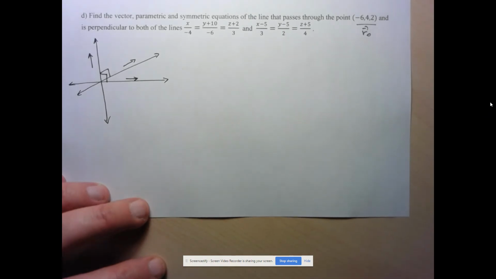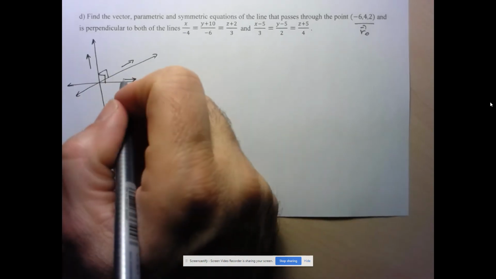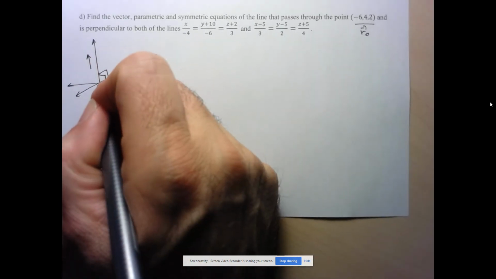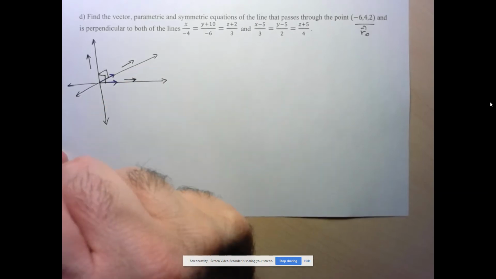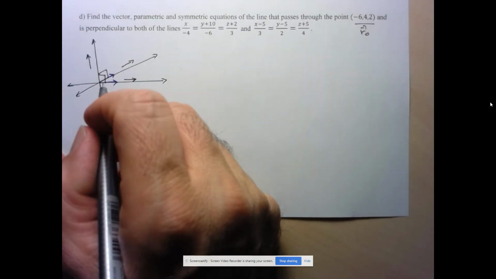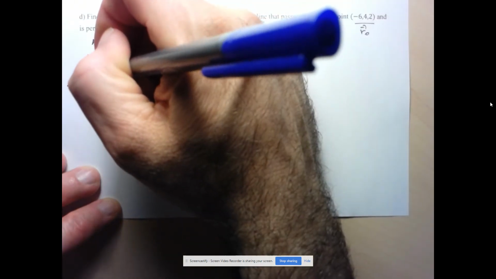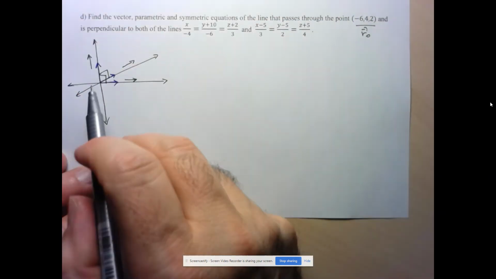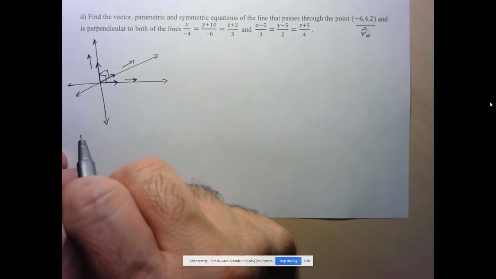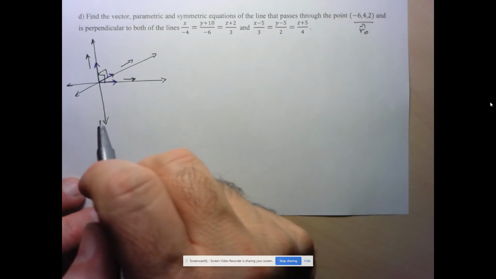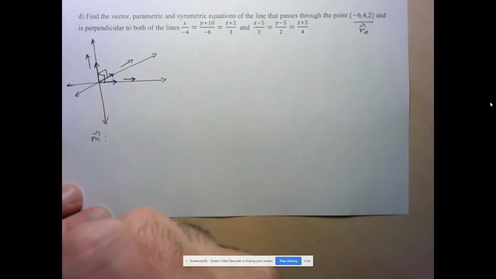So if we try to use a different color here, if we take these vectors, remember we can place them anywhere. If I take this direction vector and that direction vector, and I take the cross product, I'm going to get a vector that's perpendicular to both. In other words, a vector that's going to be parallel to the line that I'm looking for. So in order to find this direction vector, I'm going to take the cross product. Let's do that down here.